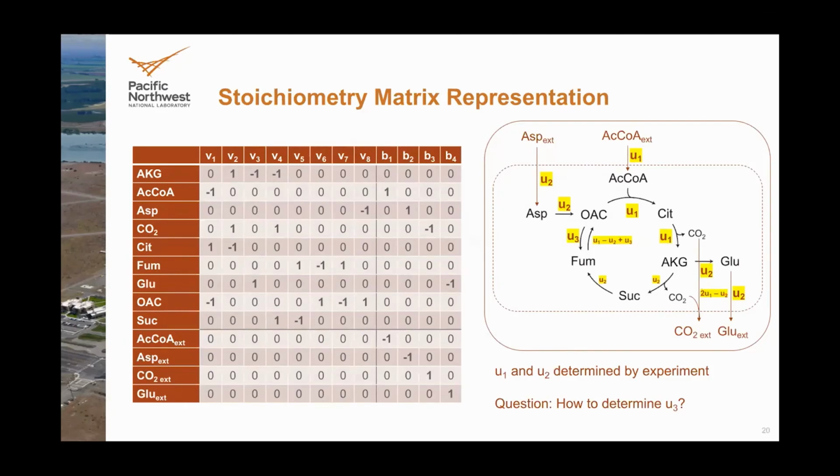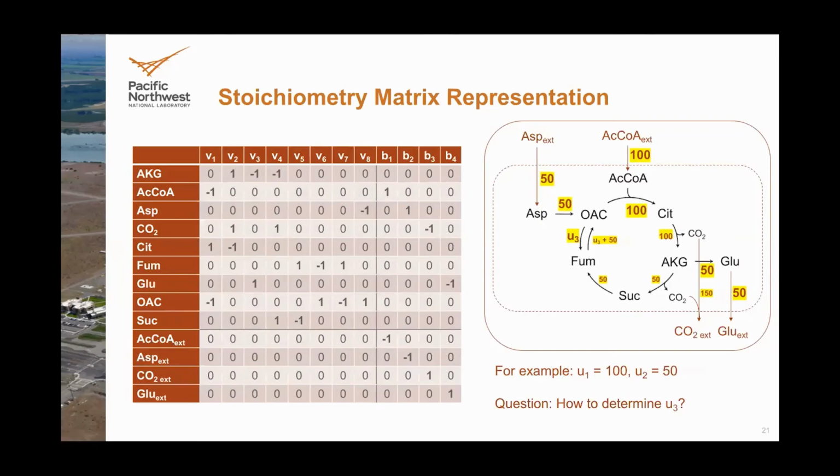So in our experiment, if we're controlling aspartate, if we measure the product generation rate for glutamate, we can test whether or not those two are equal. And when we find that they are equal, then we have another piece of evidence that suggests that we might be at metabolic steady state. So rational design of our experiment is completely informed in this case by the stoichiometry matrix representation of the biochemical reaction network. But this still begs the question, how do we determine this U3?